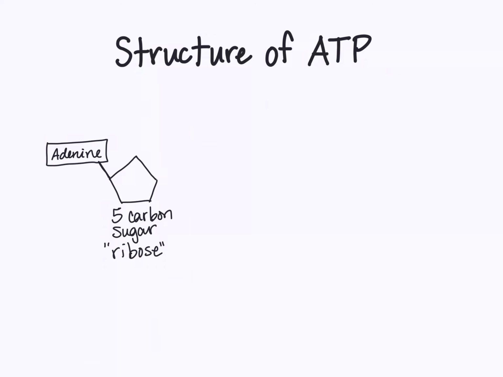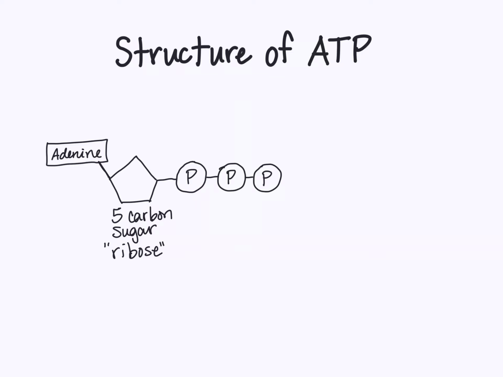Now, on the other end of this molecule, we have 3 phosphate groups, and that's where the triphosphate comes into play. And if you don't recall, you might want to go back and look at the video that talks about what a phosphate group looks like. But we are going to abbreviate them as just a circle with a P. So that's 1 phosphate, 2 phosphates, 3 phosphates.